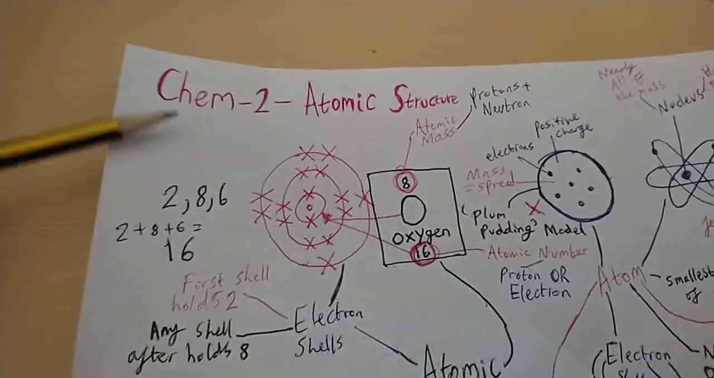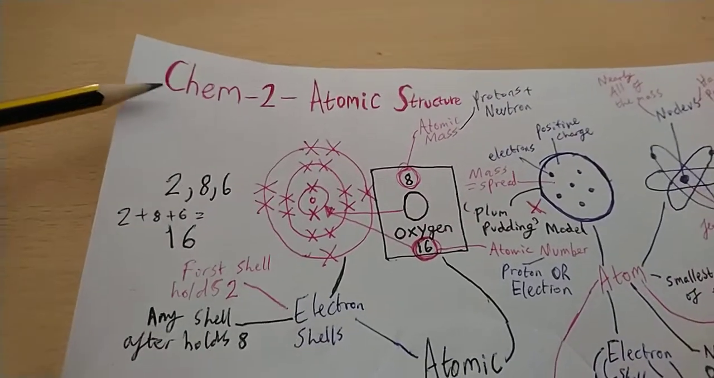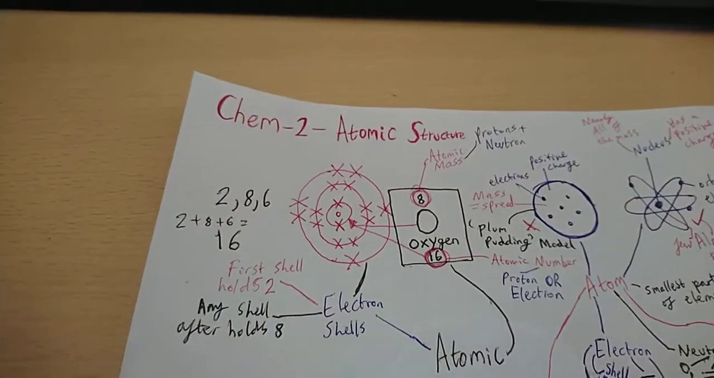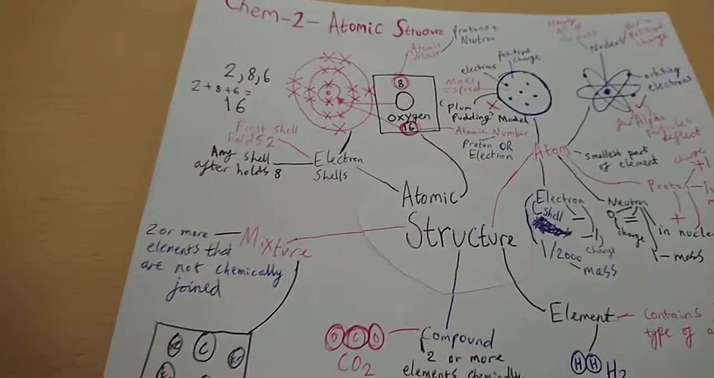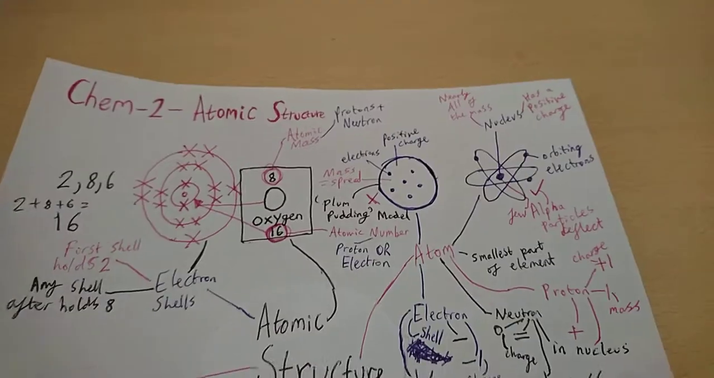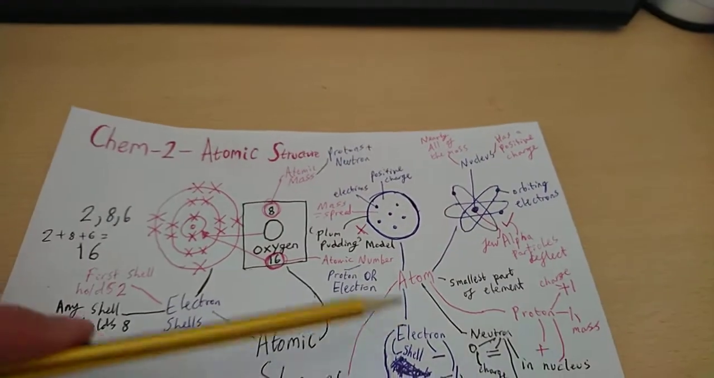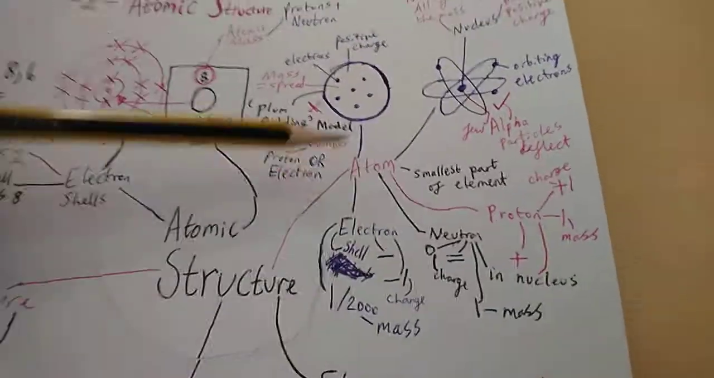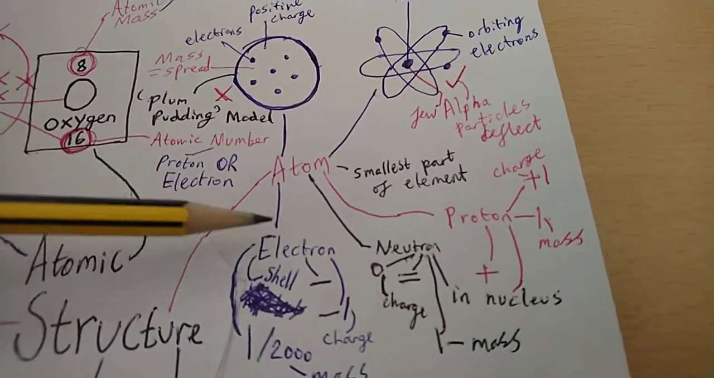Hello, this is the second chemistry AQA GCSE video on atomic structure, and today we're talking about atomic structure, which is basically the structure of atoms. An atom is the smallest part of an element, but there are also many different parts of atoms.